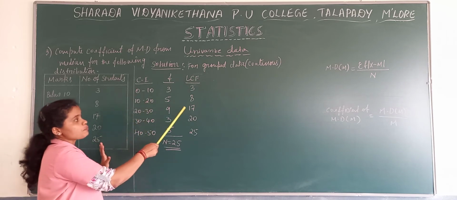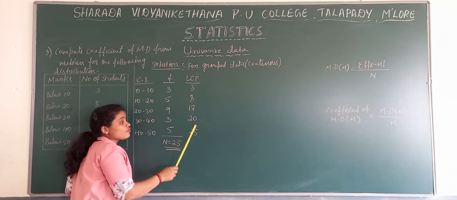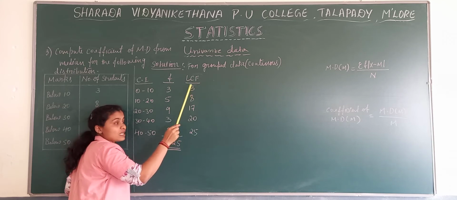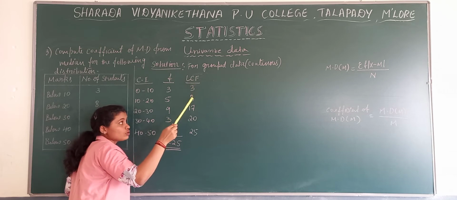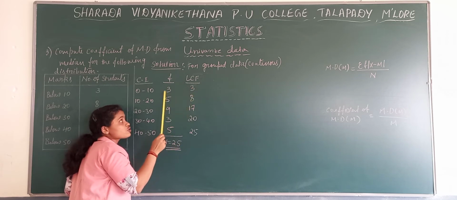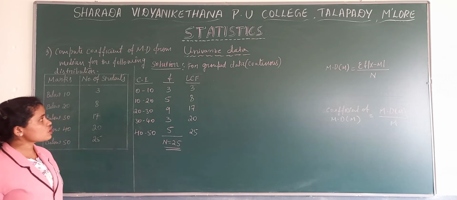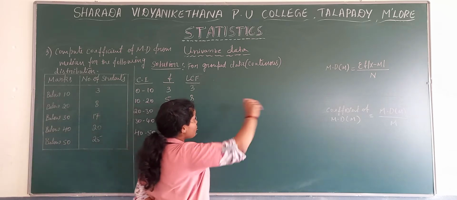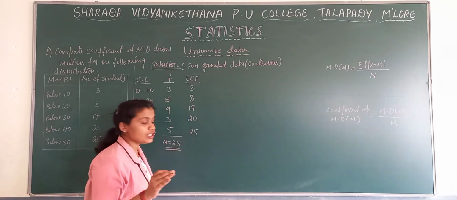Now if MCF is given, how do we find the frequency? In case of MCF, the last value we write as it is, since the values are higher going up, so you deduct the lower value from the upper value. In case of frequency from LCF, the first value is as it is, and from lower value to upper value you deduct. So this is about LCF and frequency. Now find the median.